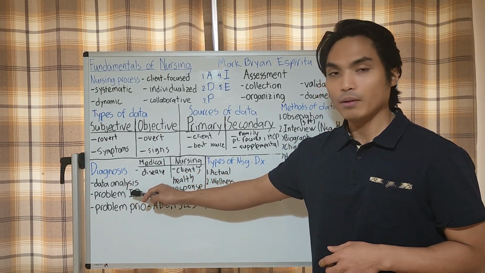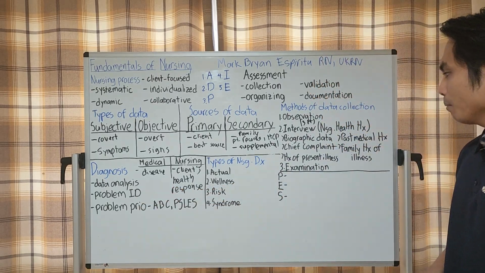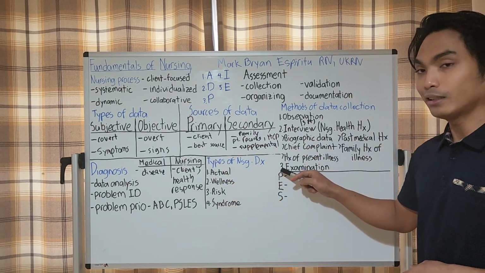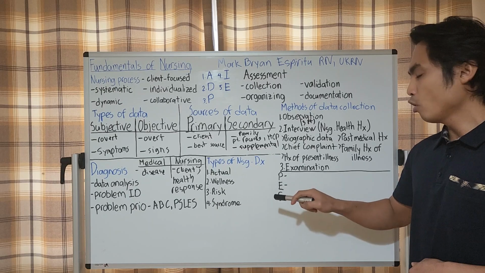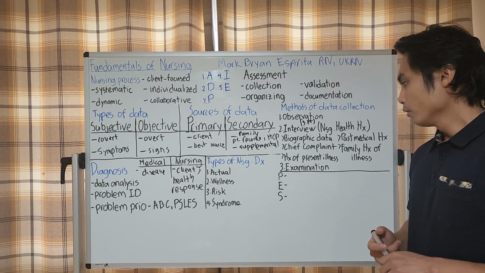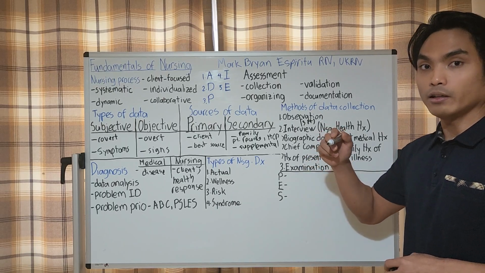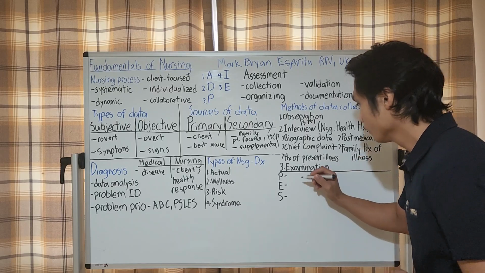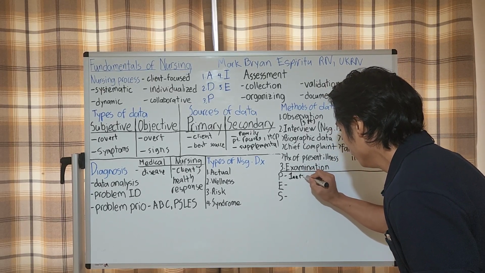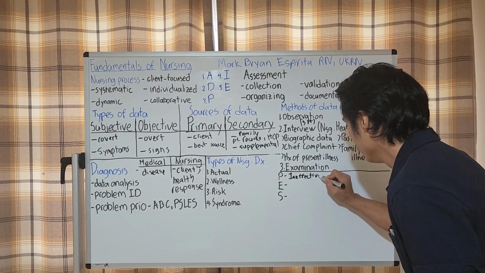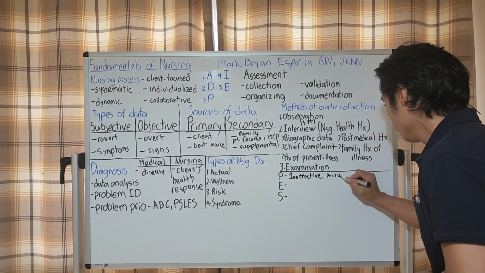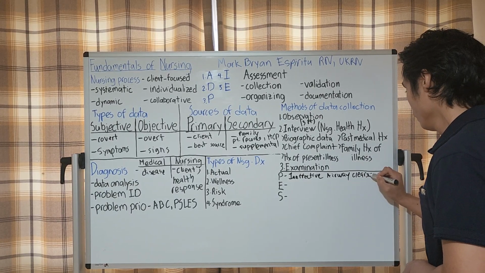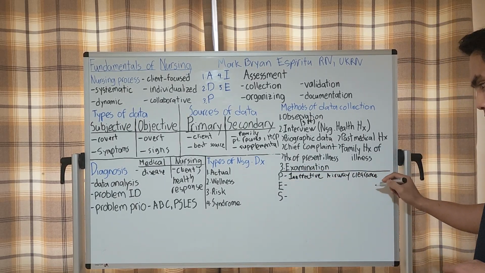Next, we've got problem identification. How do we write a nursing diagnosis? So here is a three-way format. Problem, etiology, signs and symptoms. So for example, on our earlier case, chest infection. Problem there can be ineffective airway clearance.